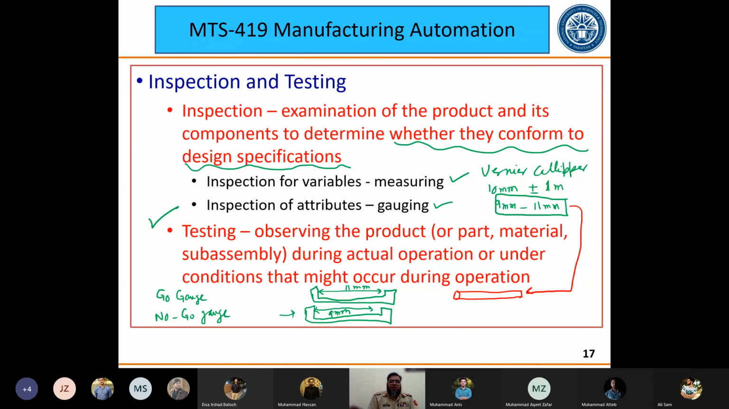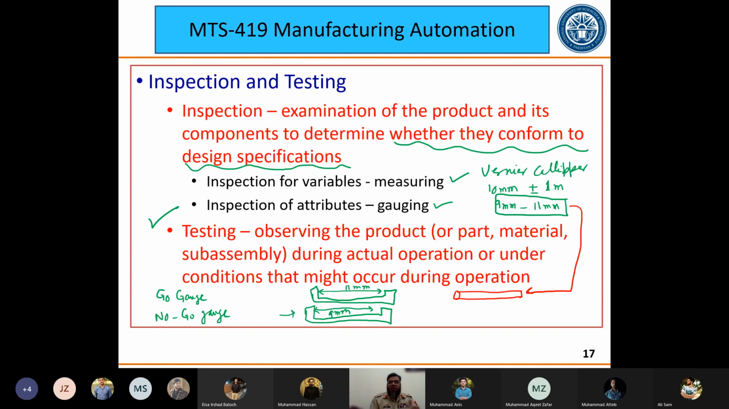Then there is inspection and testing. Product inspection is the examination of the product and its components to determine whether they conform to the design or not. So inspection can be done with the help of measurements or gauging. You can use a vernier caliper, screw gauge or something like this to measure something.